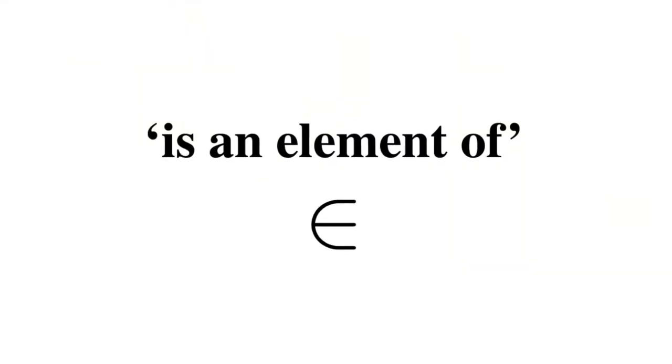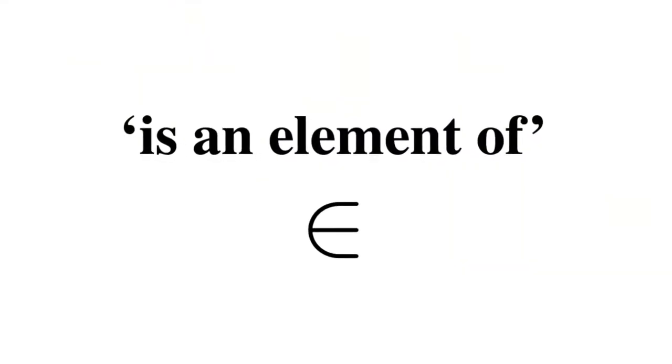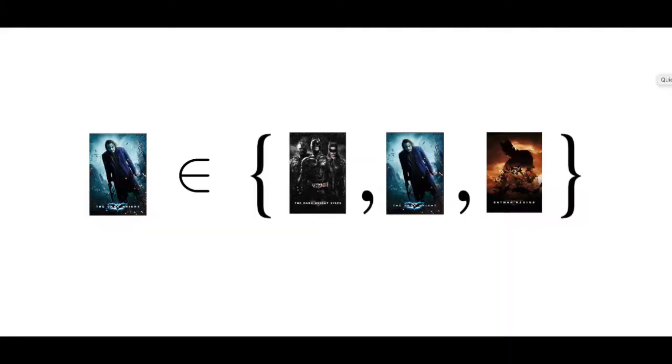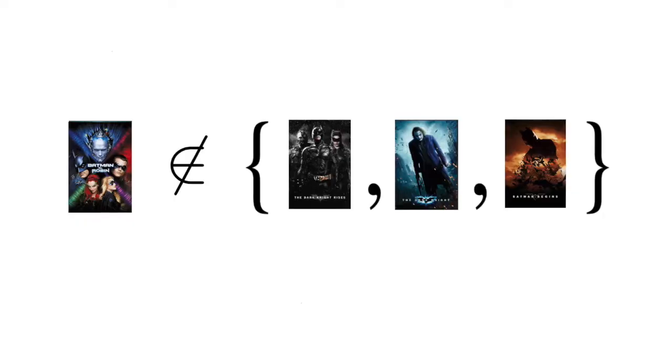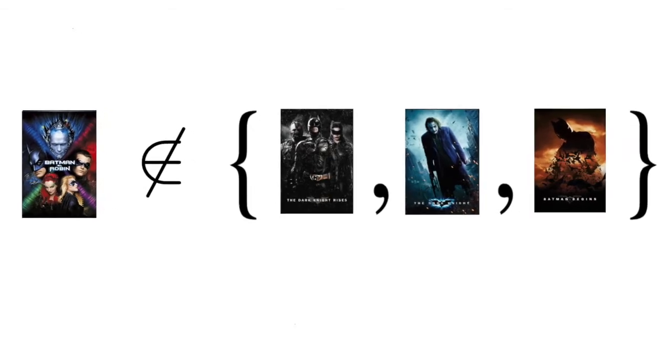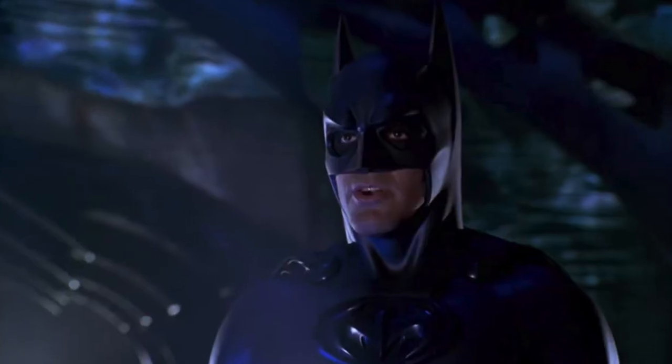Now we want to say whether or not an element is in the set. We use this pitchfork symbol to say "is an element of." For example, The Dark Knight is an element of our set B, the set of Christian Bale Batman movies. Conversely, if we want to say "is not an element of," all we do is put a diagonal line through the pitchfork symbol. Here we're saying that Batman and Robin is not a member of our set B, because Batman and Robin stars George Clooney and not Christian Bale, so it's not a member of our set.